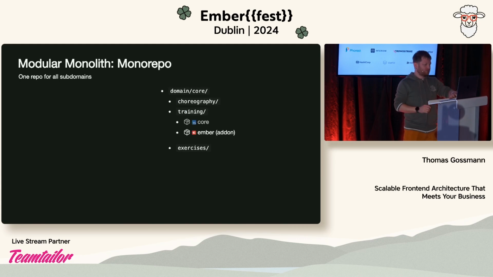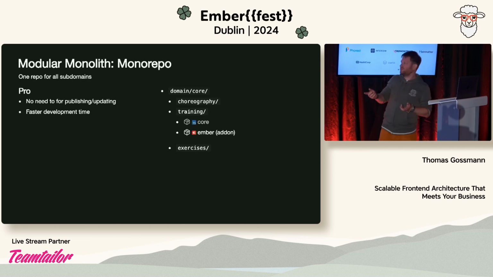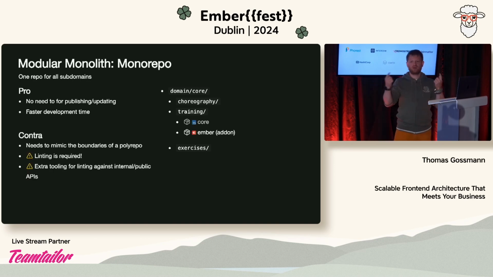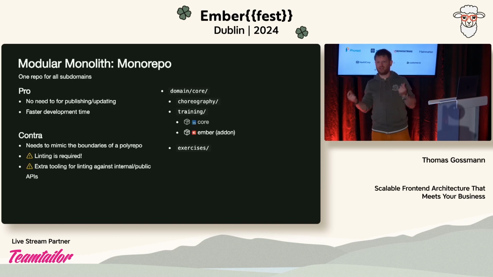Next up is the monorepo. So we have a structured folder, and we have maybe some packages that are for one subdomain. The benefit here is that we don't need to do the publish update dance, and we have faster development time, but we need to mimic the boundaries that the polyrepo would give us.